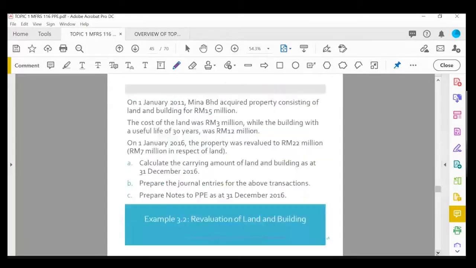So let's look at the example. On 1st January 2011, Mina Berhad acquired property consisting of land and building for 15 million. The cost of land was 3 million. The building was 12 million. Useful life of building is 30 years. On 1st January 2016, the property was revalued to 22 million. 7 million in respect of land. So 7 million land. The balance is 15 million, this one is for building.